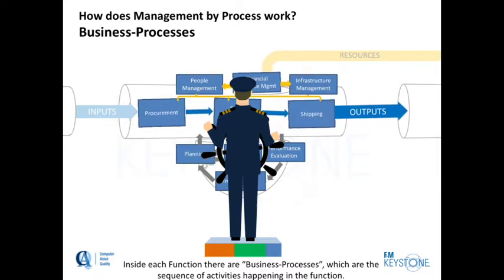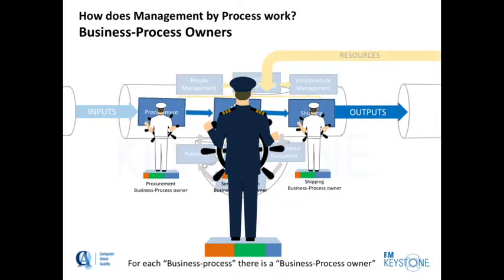Also, there is a support function, like people management, that is receiving inputs from finance management, most likely money, and transforming it into competent people for the operational processes. Down there, you also see some management processes. Same principle. This level has owners. In this level they are called business process owners.